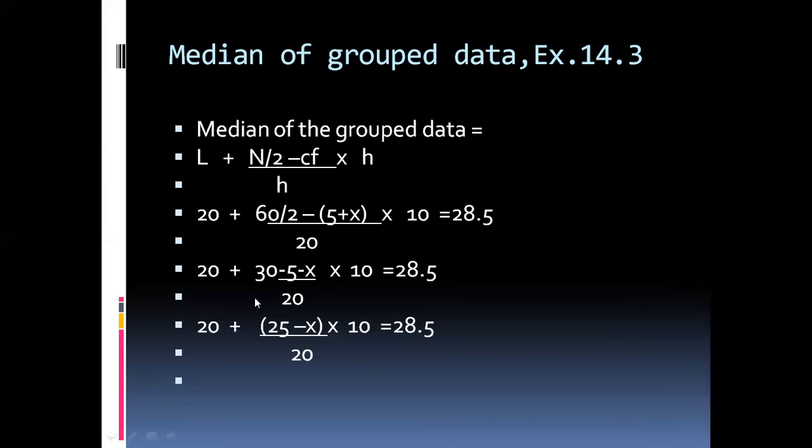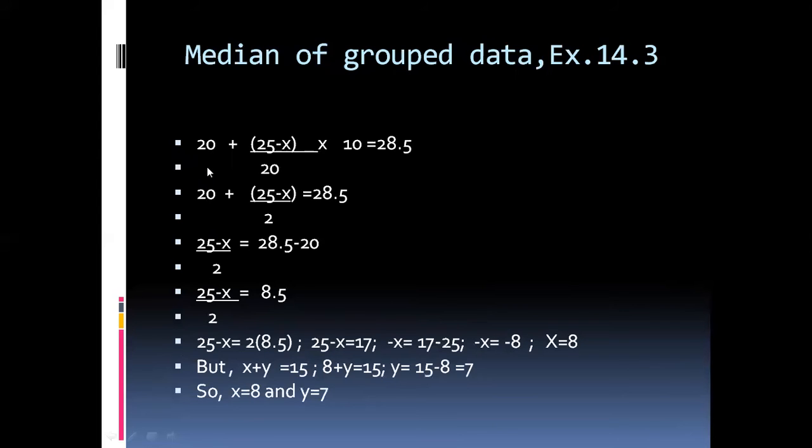So write it. First subtract these two: 35 minus 30 is 5. 20 plus 25 minus x by 20 into 10 is equal to 28.5. That is 20 plus 25 minus x by 20 into 10. Cancel out the 10 ones, 10 twos. So 20 plus 25 minus x by 2 is equal to 28.5.